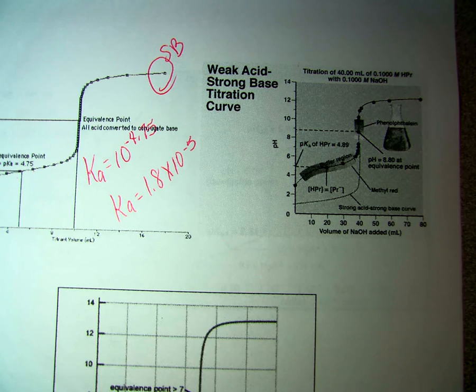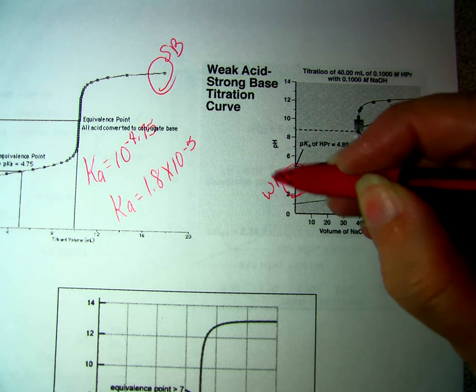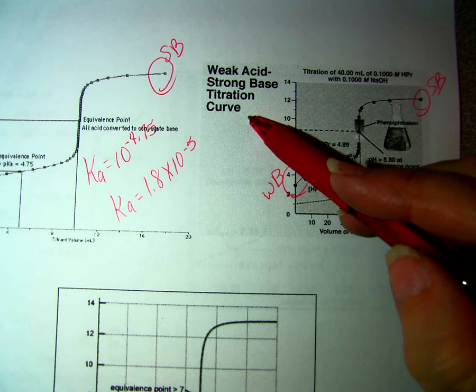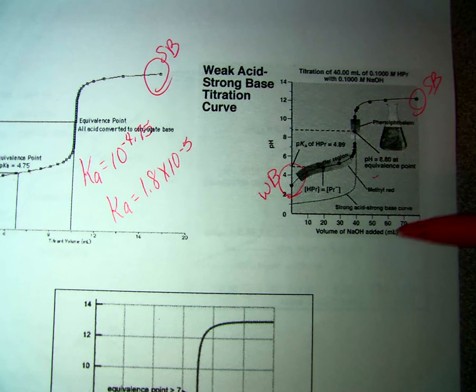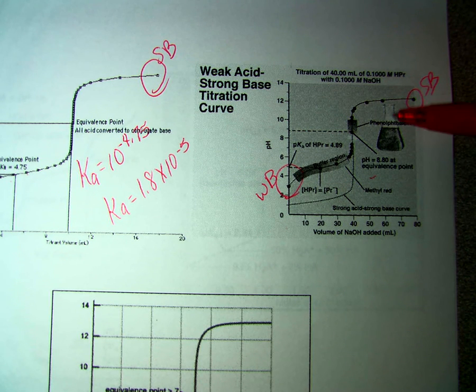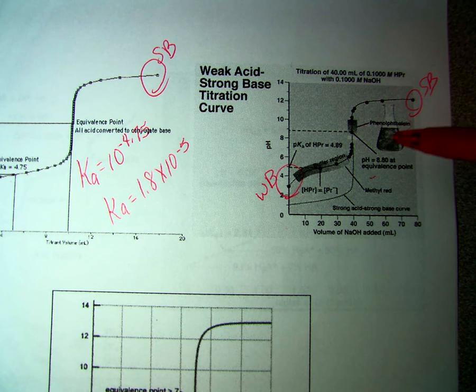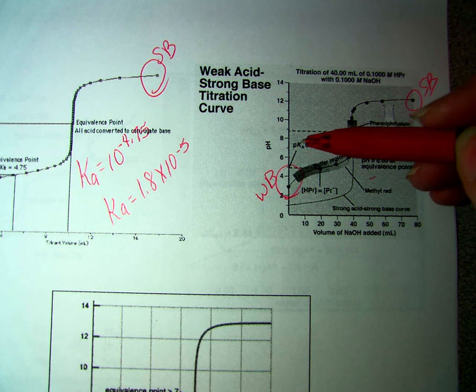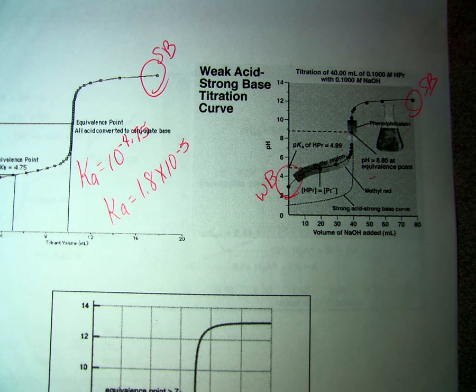All right, this is weak acid, strong base. It actually tells you that, weak acid, strong base titration curve. If you actually saw the real picture, it's colored. It tells you here's phenolphthalein, which is an indicator. It's telling you the pH at the equivalence point is 8.8. It tells you your pKa is 4.89. So we could figure out Ka if we wanted to.